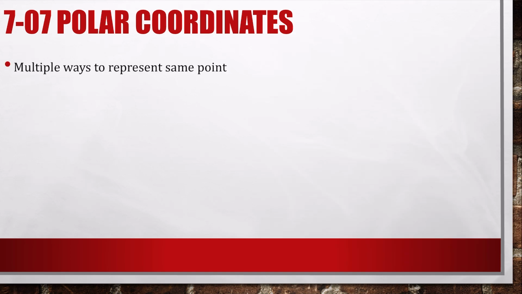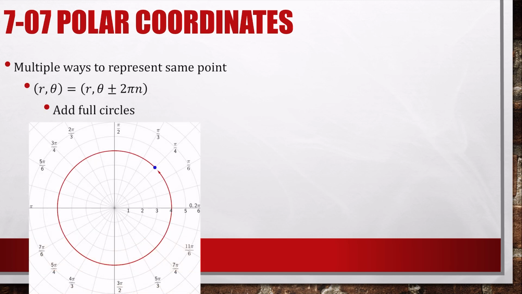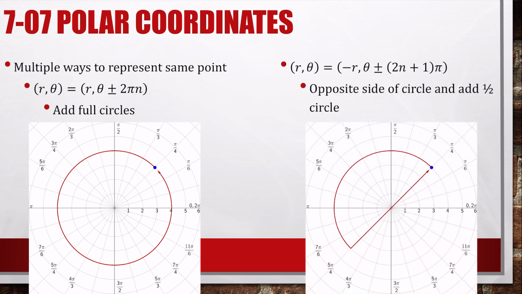There are multiple ways to represent the same point, just like there's multiple ways to represent the same angle. We could add full circles to the angle, which brings us back around to where we were. Or we could go to the opposite side of the circle and add half a circle. Going to the opposite side of the circle, that's the minus r. And then add half a circle, that gives you some odd number of pi's, like 1 pi or 3 pi or 5 pi.